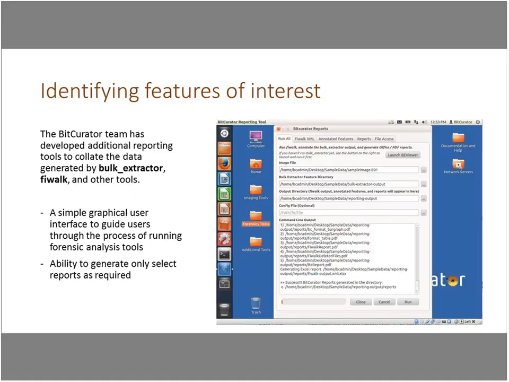And we've included a high-level reporting tool that we wrote for the original project that runs basically all of these in sequence. So it'll run Bulk Extractor, Fiwalk, and a range of other tools. You point it at the original output for Bulk Extractor, point it at an image file, and give it an output directory for these reports, and it'll run all of these automatically.